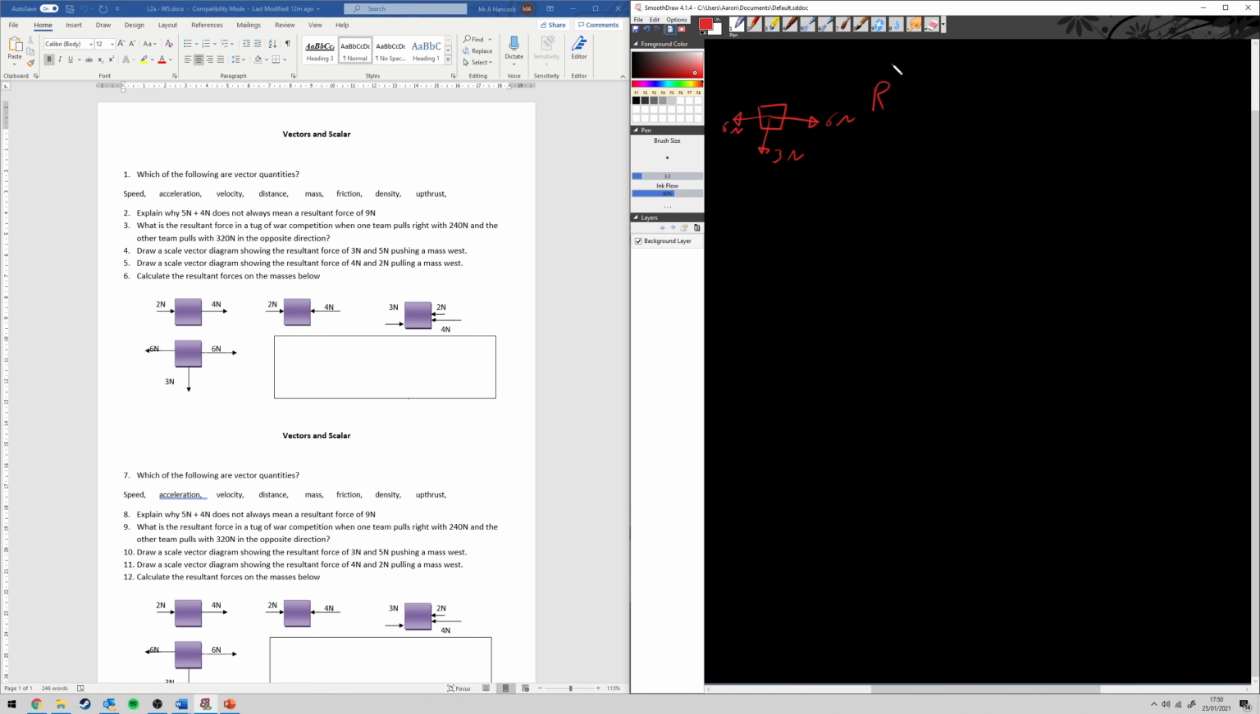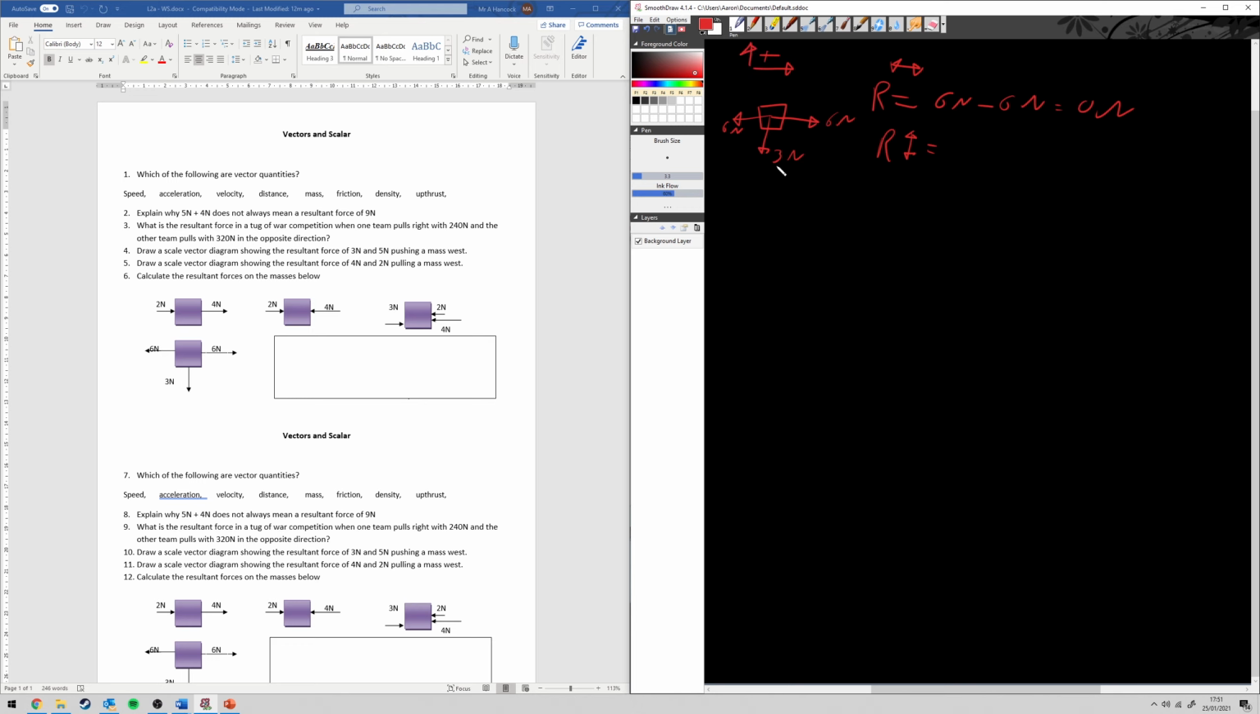So we'll do horizontal first. Well, 6 newtons to the right take away 6 newtons to the left, because remember we say this is positive. Well, that equals 0 newtons. So there's no horizontal resultant force at all. But let's look at the resultant force in the vertical direction. And again, we'll say that up is positive and right is positive.